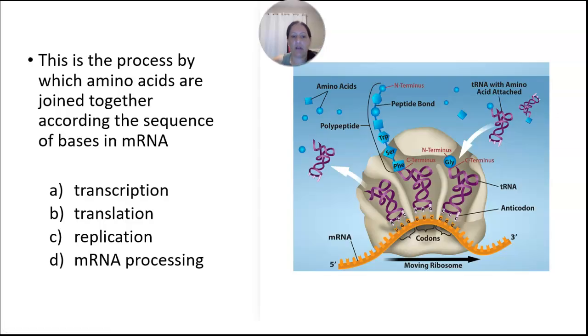Okay, this is the process by which amino acids are joined together according to the sequence of bases in mRNA. What does that describe? That's translation in a nutshell. Okay, the ribosome translates the message, and as it does that, it's going to bring in tRNA molecules with the right anticodon. Those will hold the appropriate amino acid, and we end up building a polypeptide chain, which eventually folds up into a protein. So that is translation.